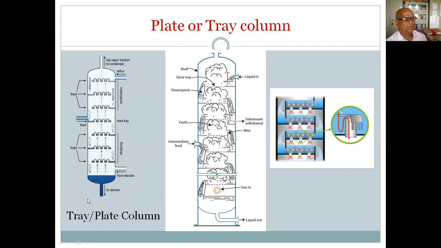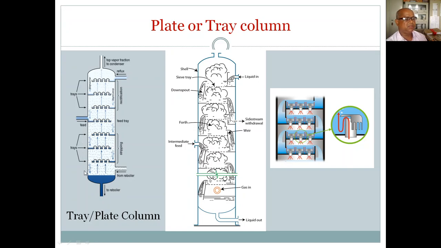So, plate column. Last day I told that there will be feed. The feed can be at the bottom or in between also, depending on the feed quality. Feed quality means if the feed is a mixture of liquid and vapor, then the feed will be a little bit higher, because whatever liquid part is there you need to evaporate, and for this there will be a reboiler of heating material.